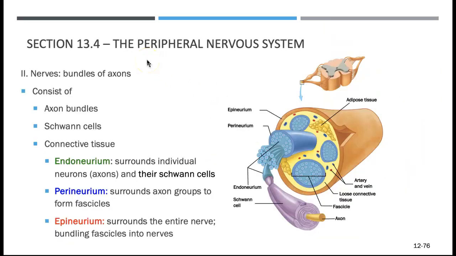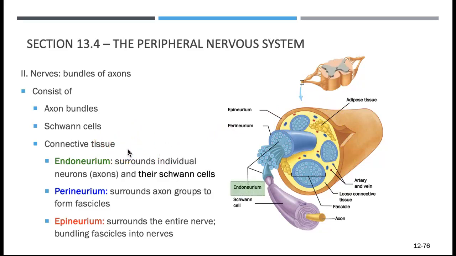All right, now let's talk about our nerves, which are axons in bundles. So not only will we have those bundled axons, but we will also have Schwann cells. If you remember our Schwann cells, they are going to wrap around the axon to create myelin sheaths so that impulse can move through faster. Now, our nerves, just like our muscles, are very organized and are going to have connective tissue layers.